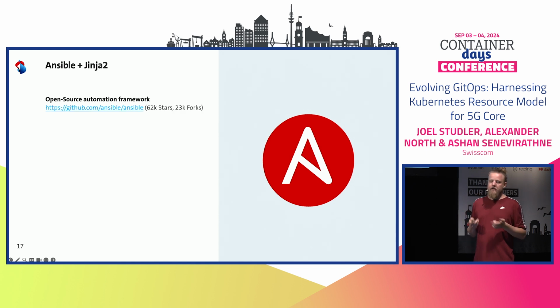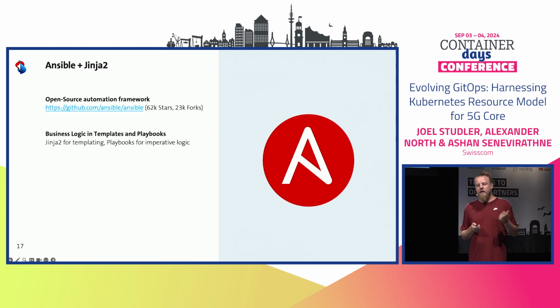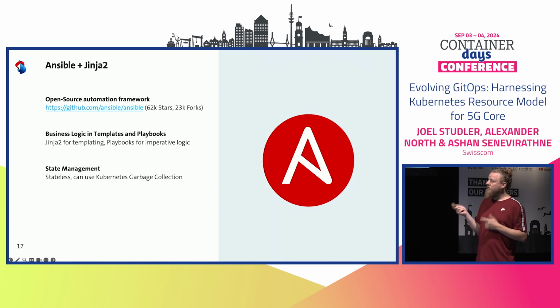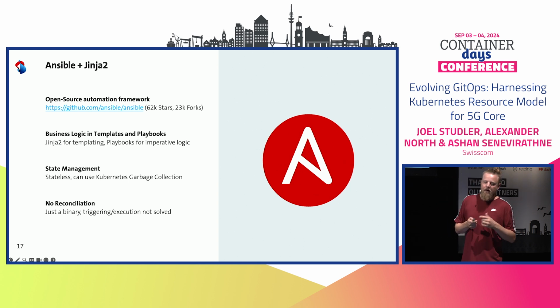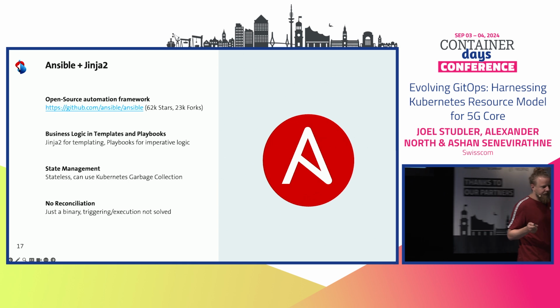So a few words about Ansible. It's an open source automation framework, very well established. You probably know it already. Its business logic is implemented using templates and playbooks. It doesn't manage state. So in the case of Kubernetes, we will rely on Kubernetes garbage collection using owner references. And there's no reconciliation. So in the end, Ansible is just a binary, a very big binary, but it's a binary. You don't actually have triggering or execution solved. So you need to solve that outside of Ansible with tools like Argo workflows or something.